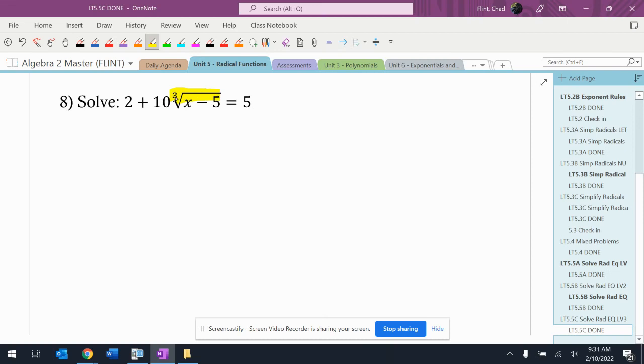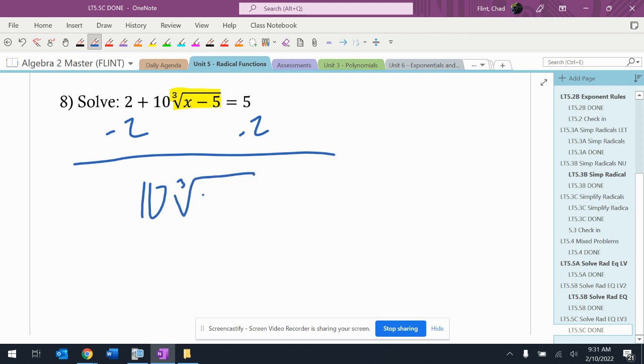All right, so I've got here a radical with something in front of it and then something on the outside but in front of it. Okay, you cannot do 2 plus 10 and get 12, because of order of operations: there's multiplication happening between the 10 and the radical. So I need to move this 2, and I'm going to get 10 third root x minus 5 equals 3.